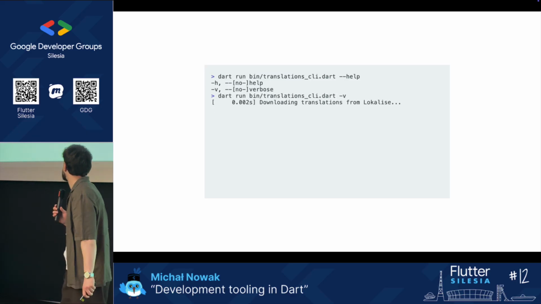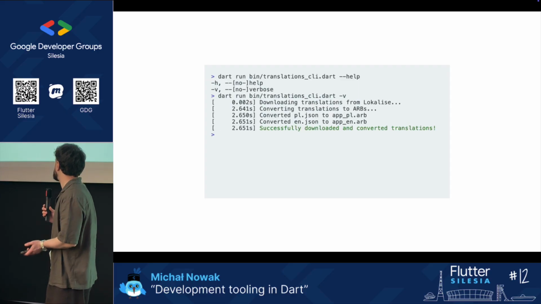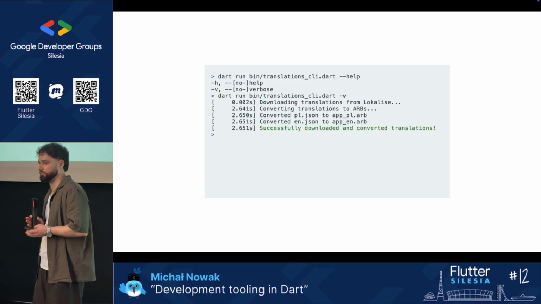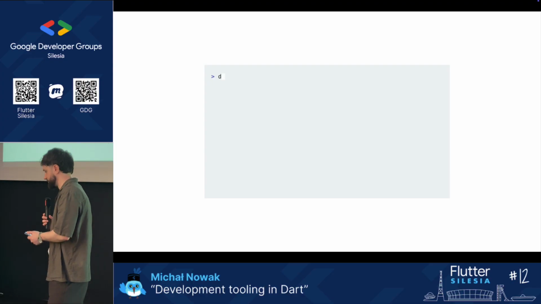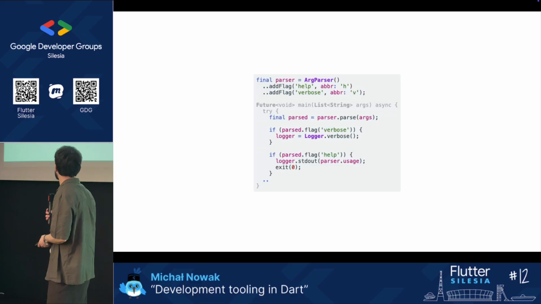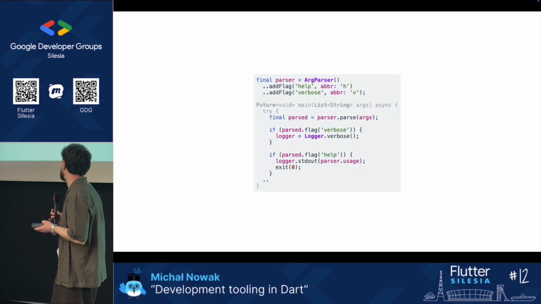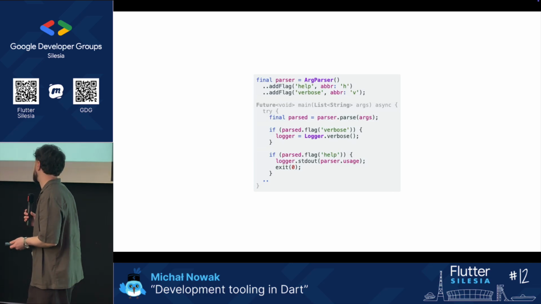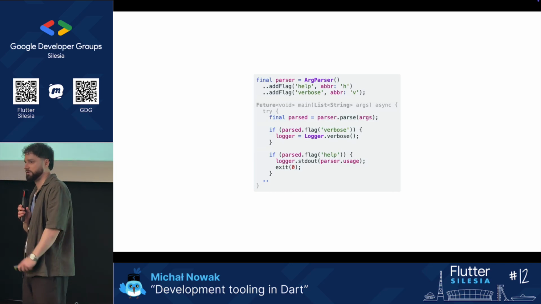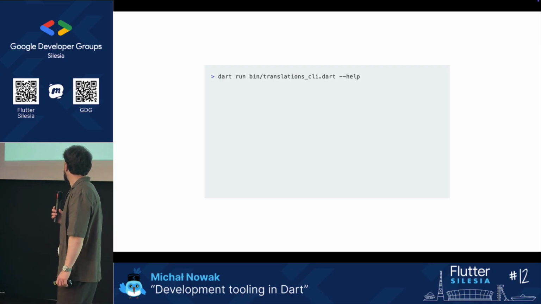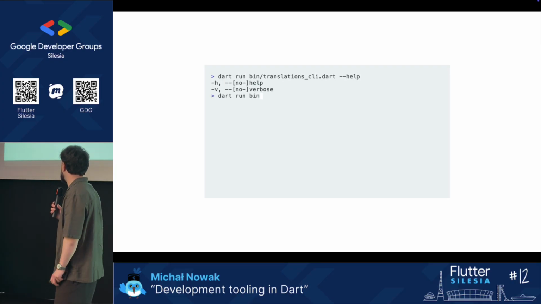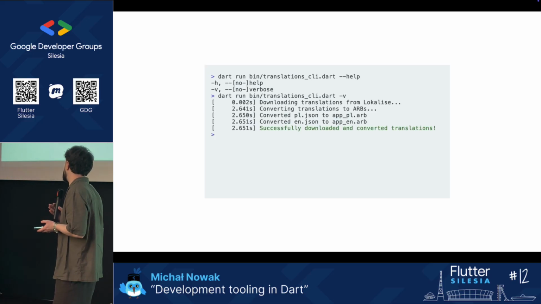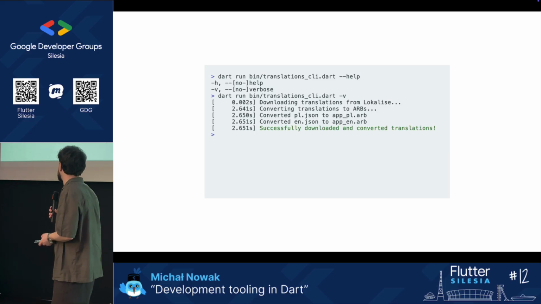Maybe I take that first. So here with help, it just prints out the usage, which will be generated out of that argument definition that we previously had on the previous slide. So the parser can print out its usage, so we don't need to print it out manually ourselves or define some scripts. And with verbose, it just changes the logger to not be a standard one, and uses the verbose logging to show that progress on each step.